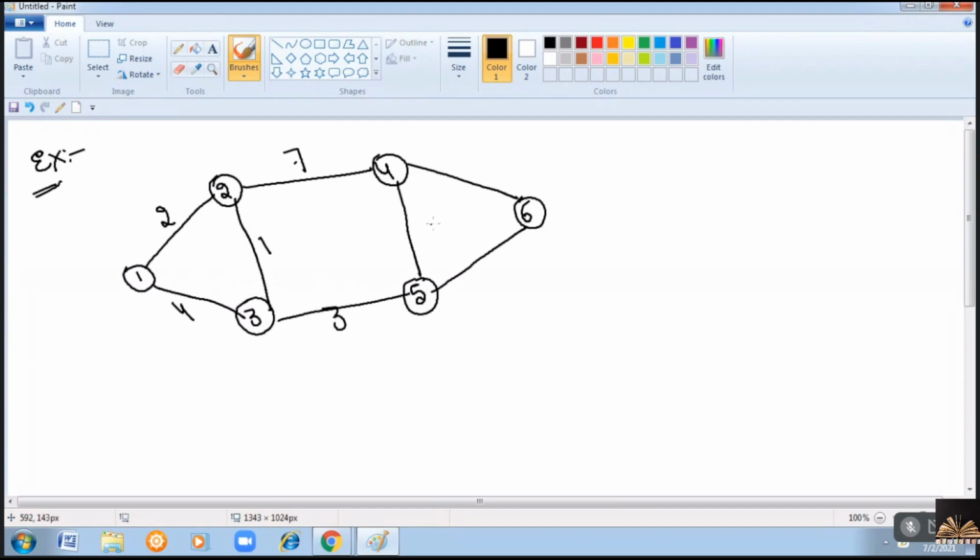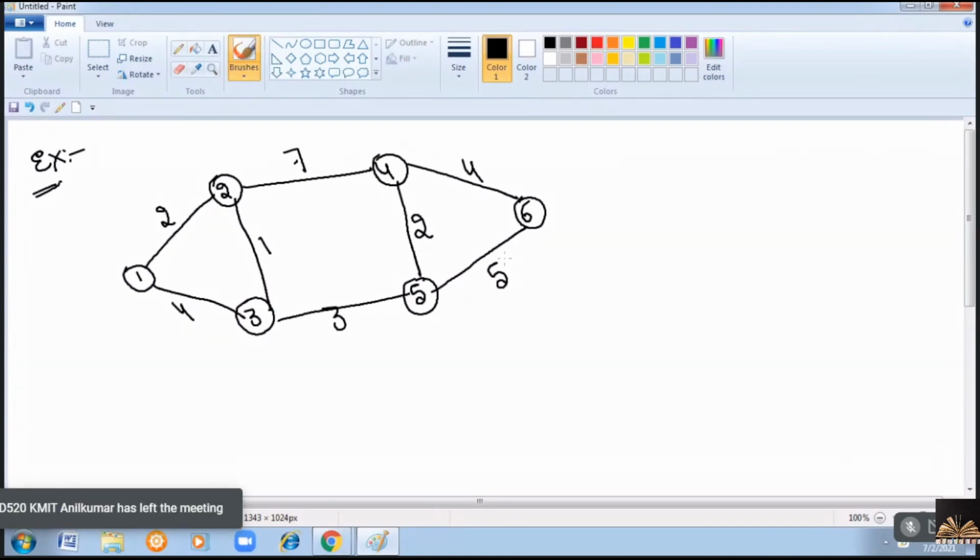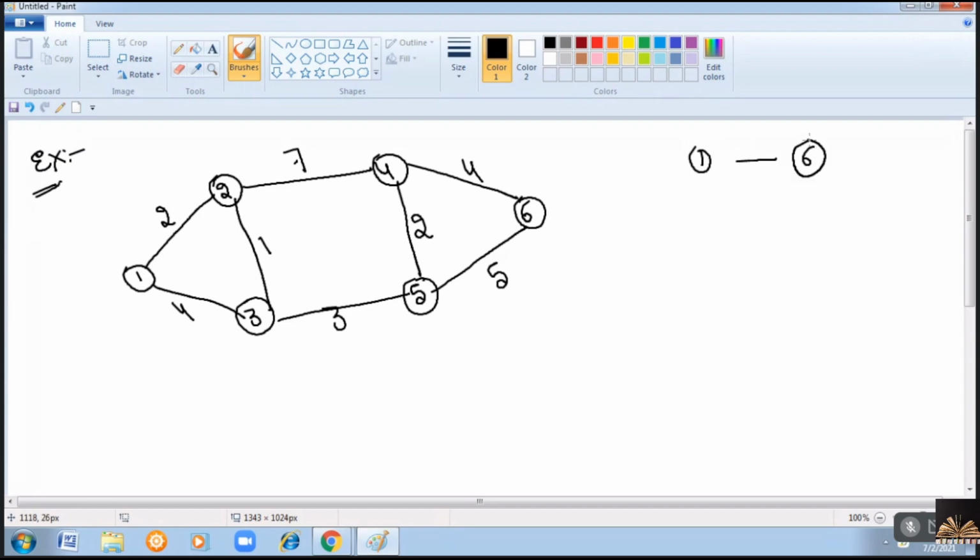Take this graph, all of you. So find the shortest distance from 1 to 6. Source is 1, destination is 6.